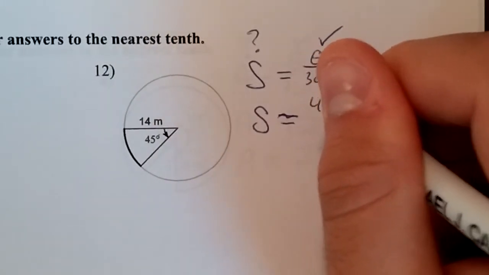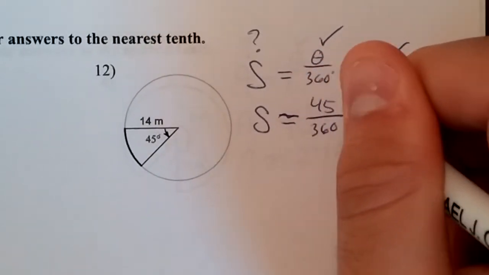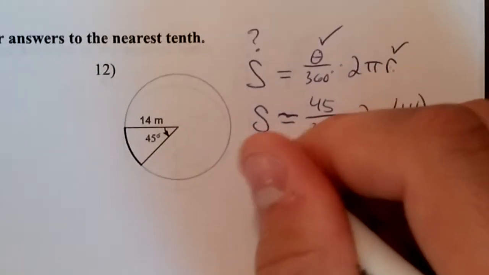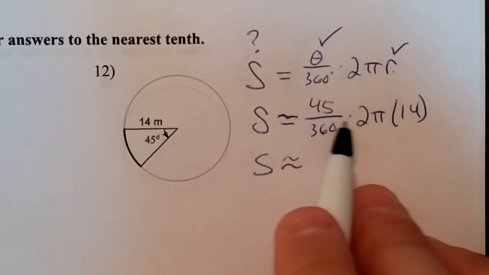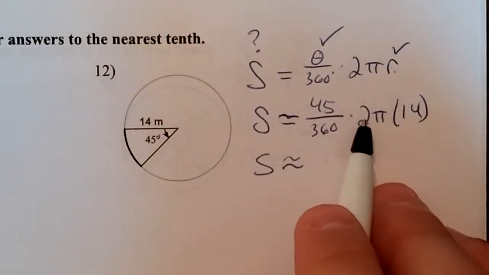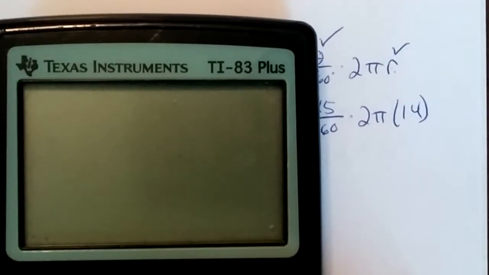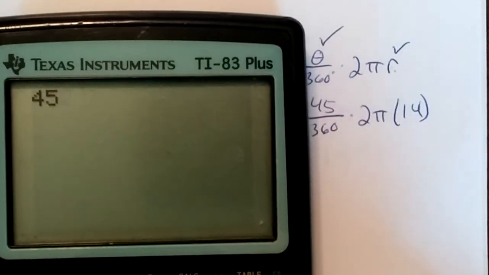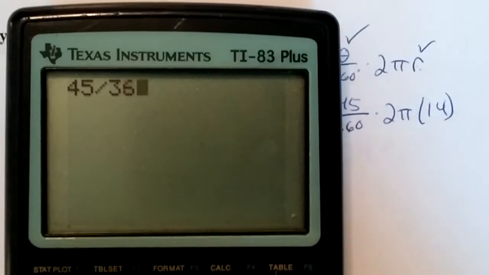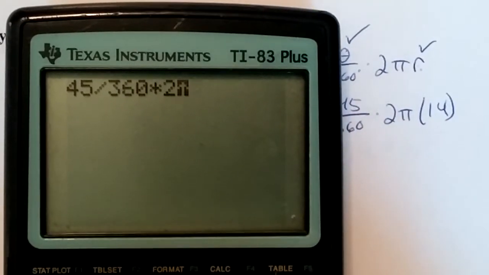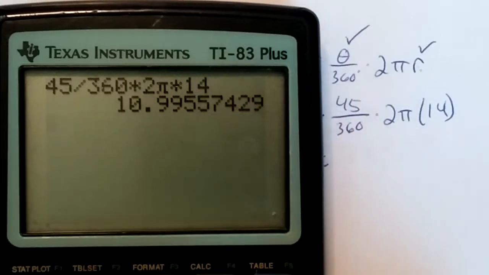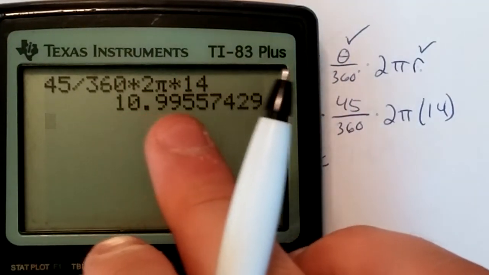So 45 degrees goes in for theta. 14 meters goes in for R. And since we're going to approximate this, you can type this in all at once: 45 divided by 360 times 2 pi times 14. I'll show you how I type that in. Calculator right here. So 45 divided by 360 times 2 pi times 14. And the arc length is approximately 10.995.